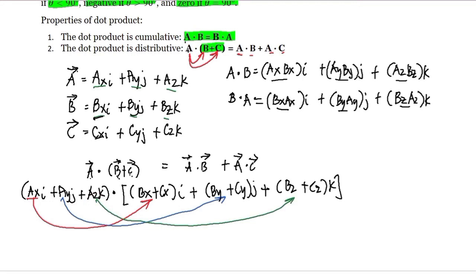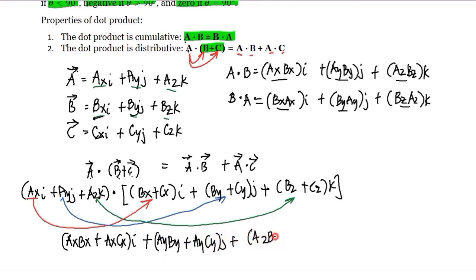So we will have AXBX plus AXCXi, plus AYBY plus AYCYj, plus AZBZ plus AZCZk. Then we are going to check if this is just equal to A dot B plus A dot C.